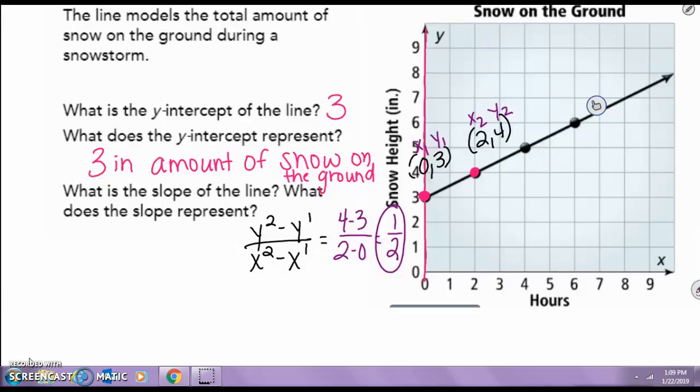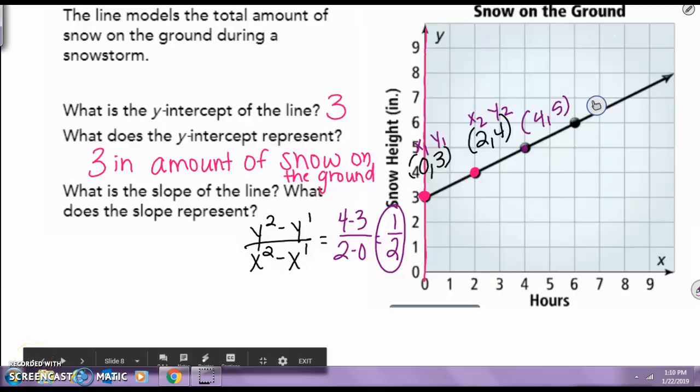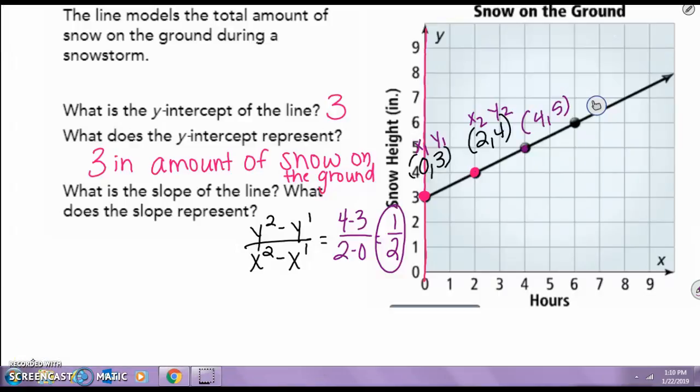Since our slope is 1/2, that tells us that our snow increases by 1/2 of an inch every hour.